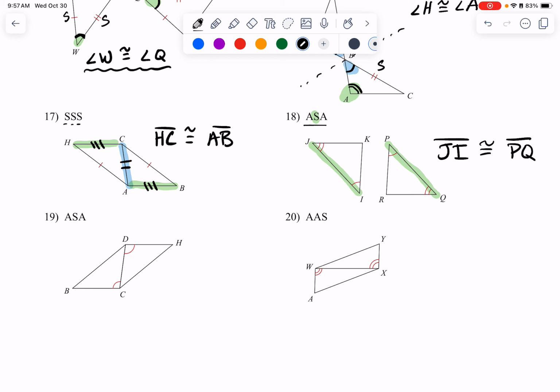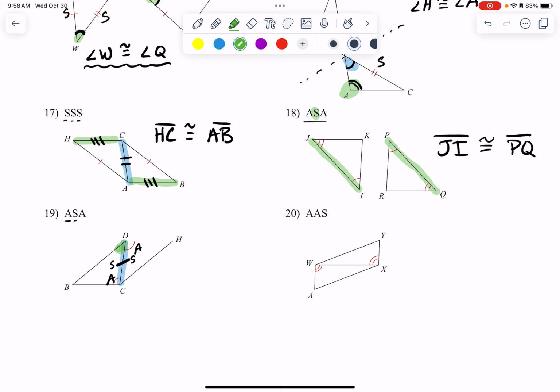This next one is also asking for angle side angle, but it's slightly different because we know that the overlapping side is already congruent because of the reflexive property. Things that overlap each other are the same. So we have an angle here, an angle there, a side, but now we need to complete the other angle. So that would be the angle BDC and DCH.